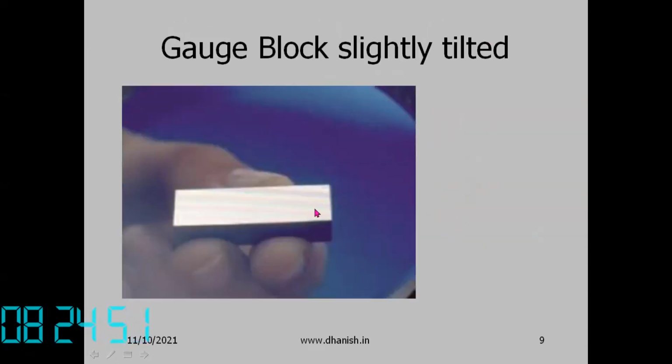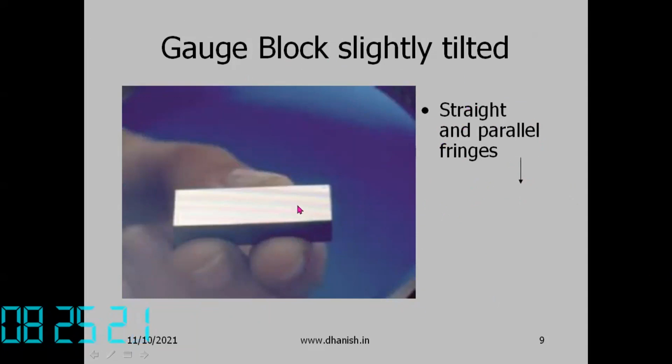Now the gauge block is not rung to the surface, but it is slightly tilted. The optical flat is kept over the gauge block, and there is a slight angle between the two. Then there will be a wedge-shaped air gap. And when it is illuminated, we will get straight and parallel fringes. So if the gauge block is perfectly flat, you'll get this sort of straight and parallel fringes.